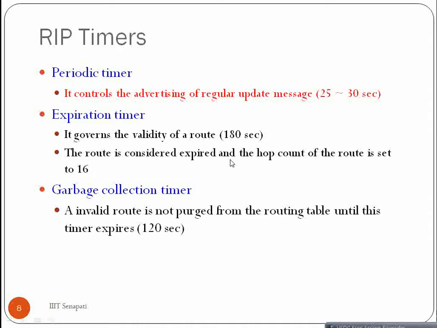When no update arrives, the route is considered expired after 180 seconds, and the hop count of the route is set to 16. As we understand, 16 is infinity, unreachable. Every route may have its own expiration timer.